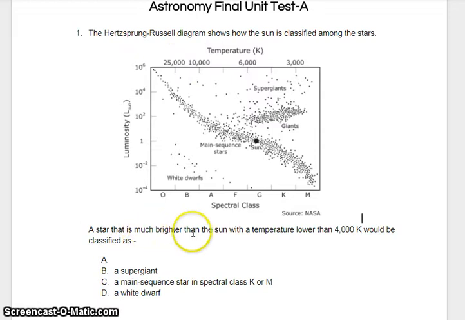A star that is much bigger than the Sun, with a temperature lower than 4,000 Kelvin, would be classified as B. Supergiant, C. Main sequence star in spectral class K or M, or D. White dwarf. Much brighter than the Sun, with a temperature lower than 4,000.